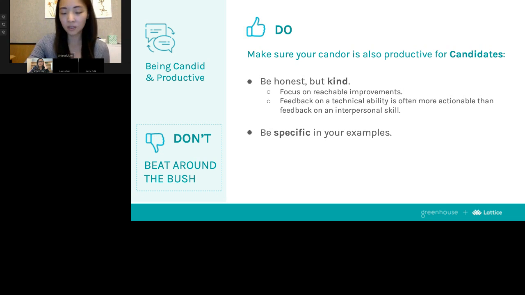The other thing, like I was saying earlier, is being specific in your examples. Again, I really think that fuzzy feedback is less helpful than no feedback at all. And it can also lead to a lot of misunderstanding.